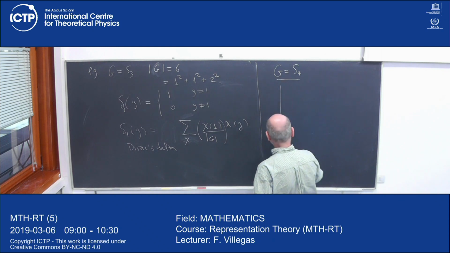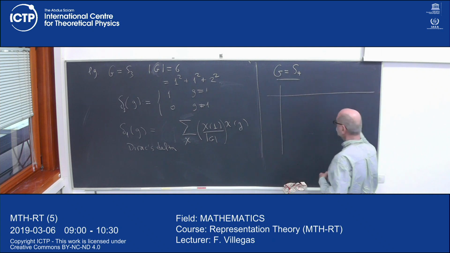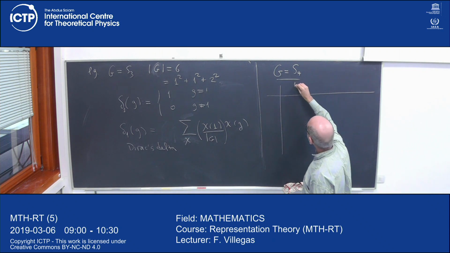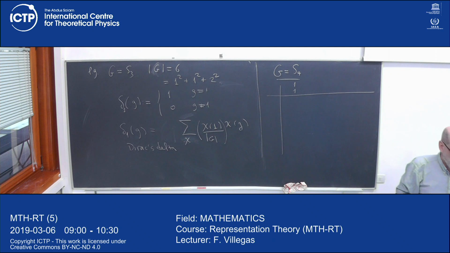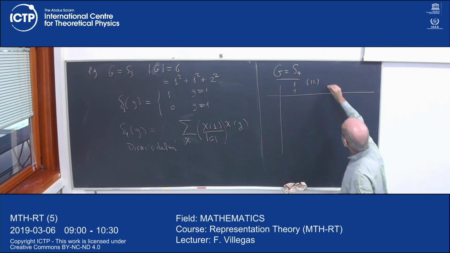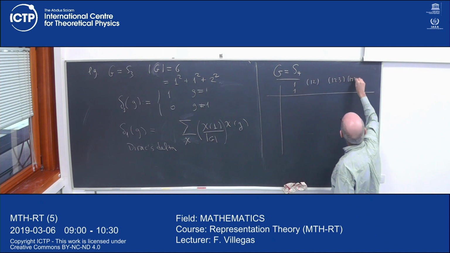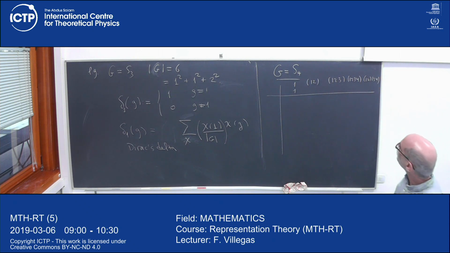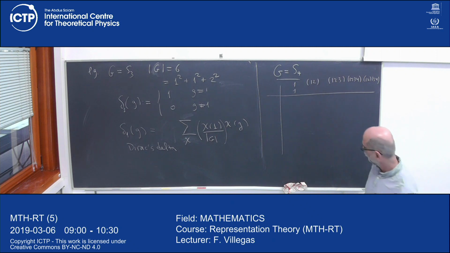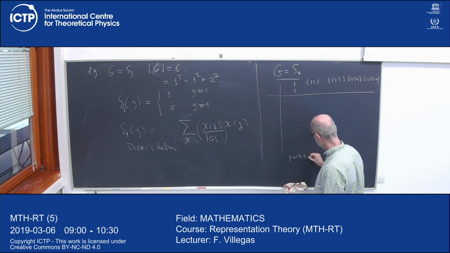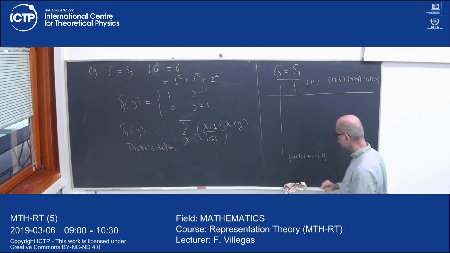Okay, so we'll try to fill out the character table. So the conjugacy classes are given by the cycle types. So we have three cycles, four cycles, and then products of two cycles. And that's all we can have. So this corresponds to partitions of 4.